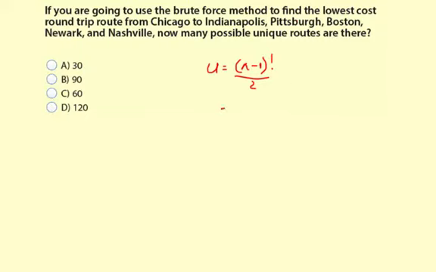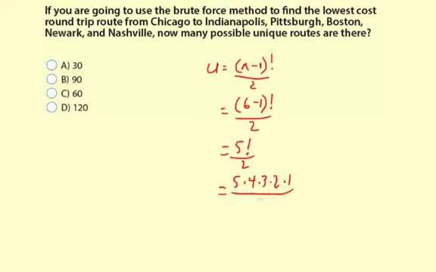So it's going to be equal to 6 minus 1 factorial divided by 2, which is 5 factorial divided by 2. Now you can go ahead and enter this on your calculator if you would like, or you could calculate it by hand, because what this is, it is 5 times 4 times 3 times 2 times 1, all divided by 2.